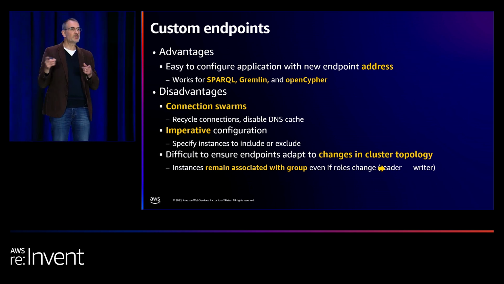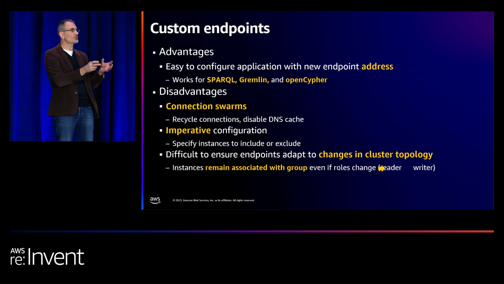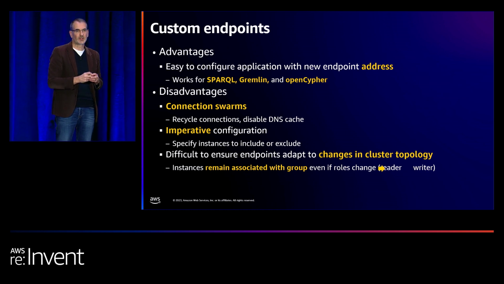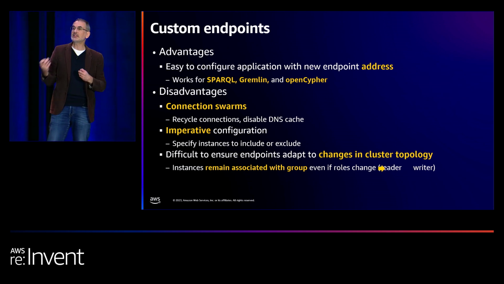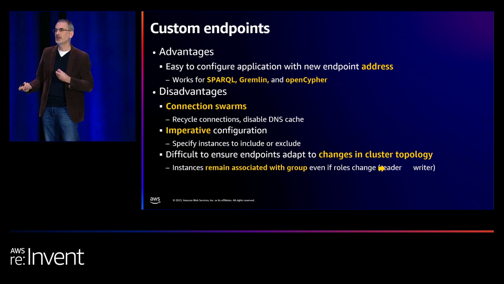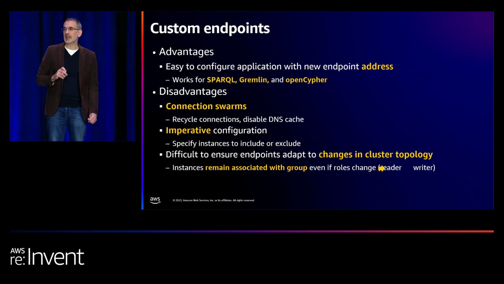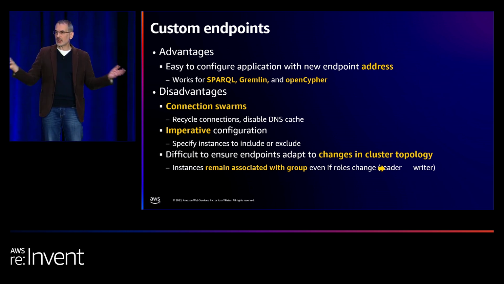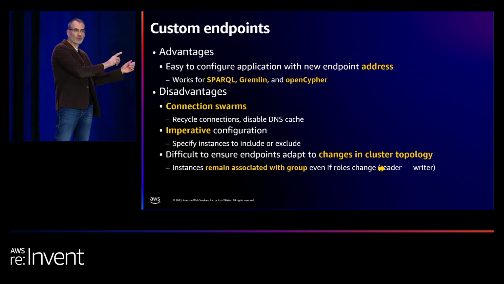So you can often end up in this situation where all of your traffic, despite having an endpoint that's pointed to many instances, all of that traffic is just going to one instance. So the thing to do here is recycle connections. Recycle connections every 10 seconds or so. And if possible, turn off or reduce the time to live in any DNS caches. And that way you'll get a more even distribution of traffic across the instances, whether you're using the reader or a custom endpoint.